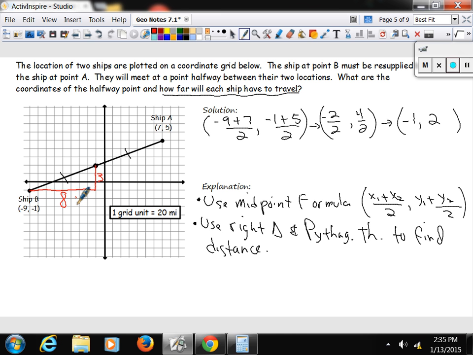Okay, now, should we check ship A just to make sure it's a midpoint? I would say, yeah, we probably should. Over 1, 2, 3, 4, 5, 6, 7, 8. Down 1, 2, 3, and it is 8 and 3. So they are the exact same distance. So let's get our distance. It would be 3 squared plus 8 squared equals c squared. That's 9 plus 64 equals c squared. So 73 equals c squared. Square root both sides.